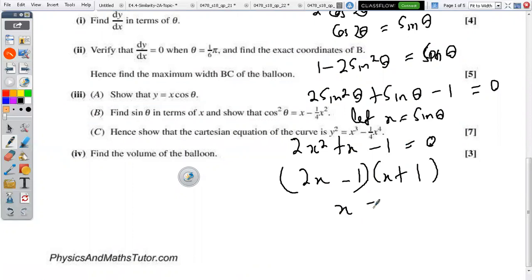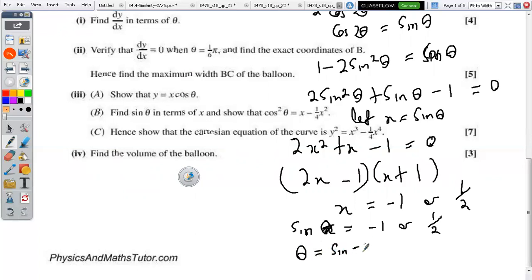So which means x is equal to minus 1 or half. But we know that x is sine theta, so sine theta is equal to minus 1 or it's equal to half. Are we together? Then we do arc sine. Remember, we want to prove this. So theta is equal to arc sine of minus 1 or arc sine of half.